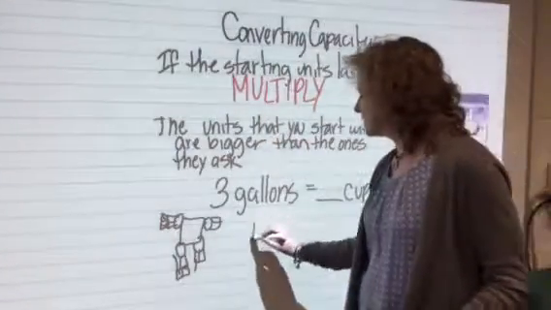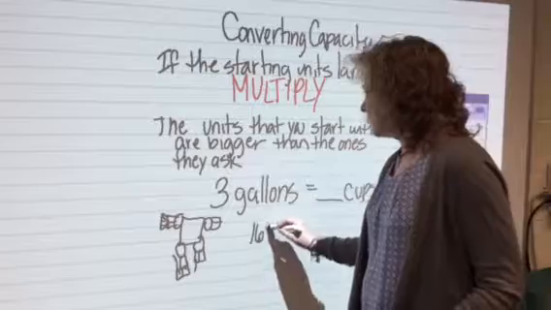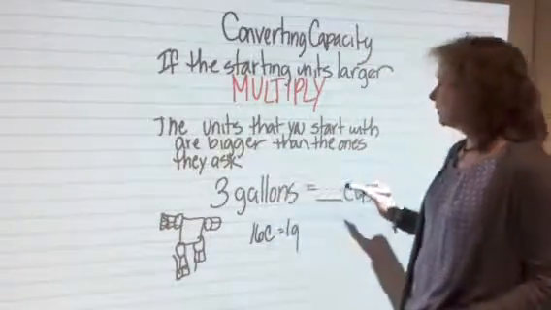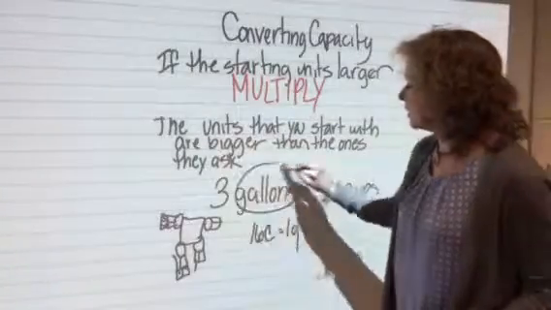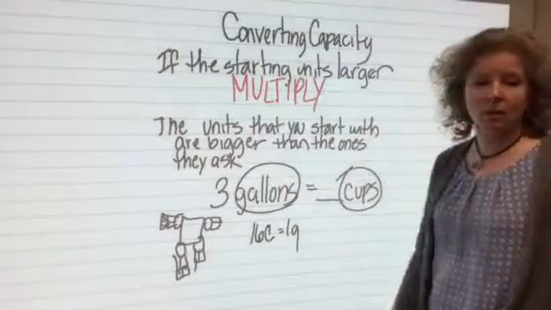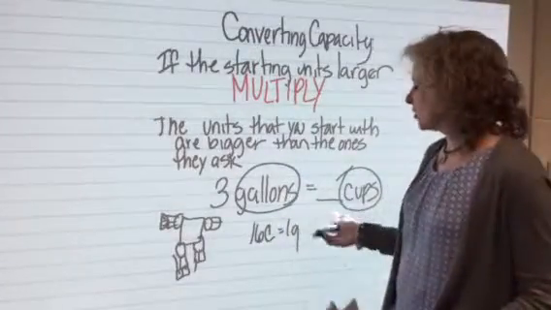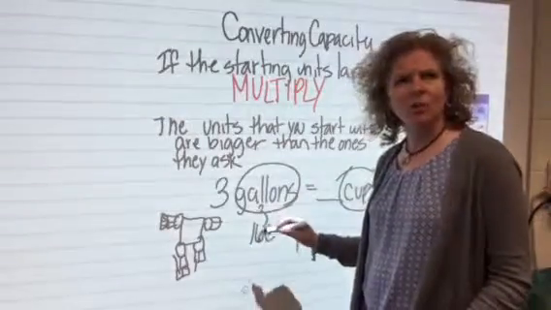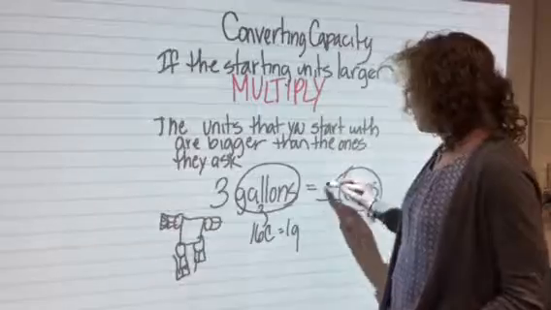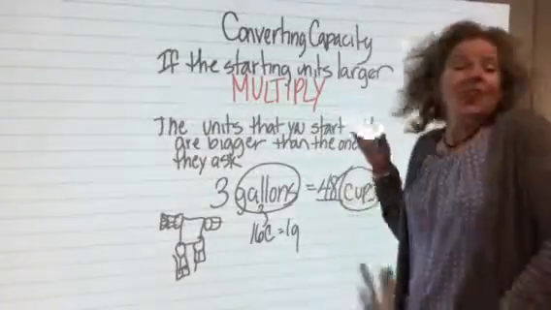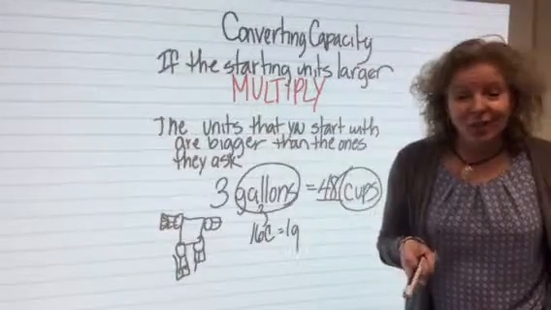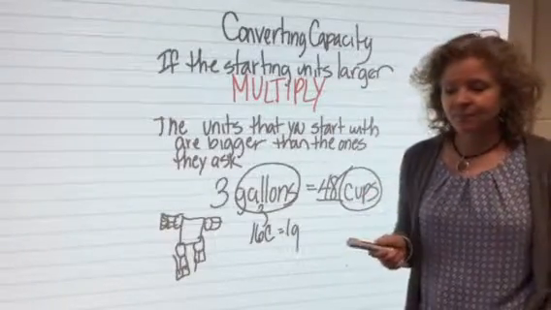Now I know there's 16 cups in 1 gallon. What if the starting unit's larger? Are gallons bigger than cups? Yep. Larger, multiply. What's 3 times 16? See, 3 15s are 45, so then add 3 more, 48. That's all you have to do. If the starting unit's larger, multiply.